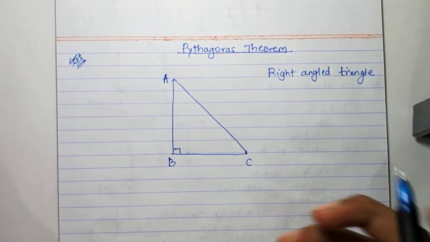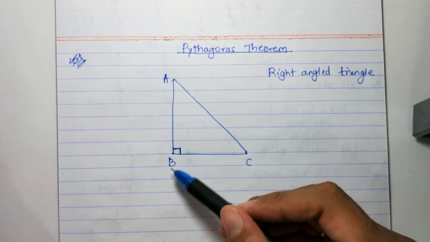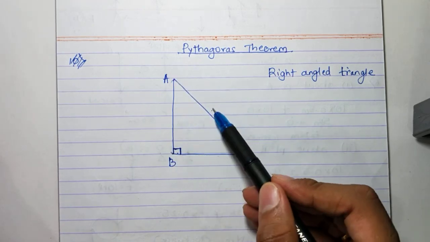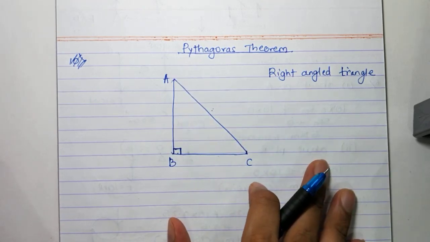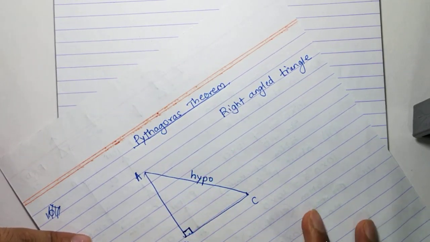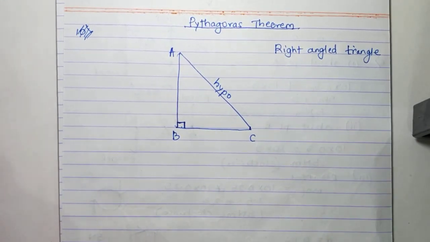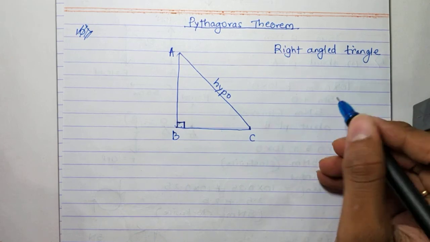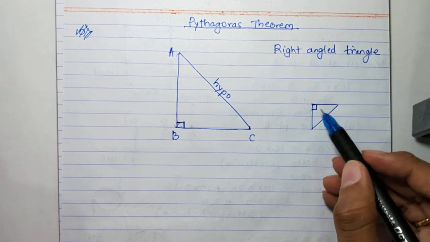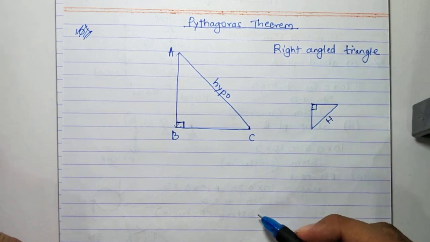First of all, you have to understand that if this is 90 degrees, the side which is opposite to the 90 degrees is called the hypotenuse. I'll just write the short form, hypotenuse. Okay, side opposite to 90 degrees. It can be any. For example, if the triangle is like this, which is the side opposite to 90 degrees? This side. So here this side will be the hypotenuse.